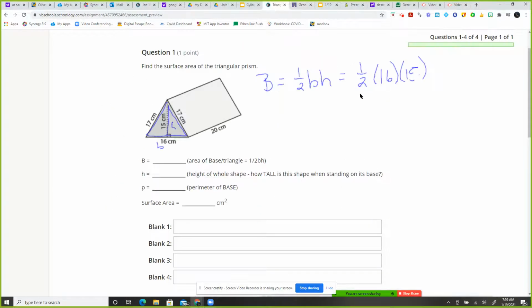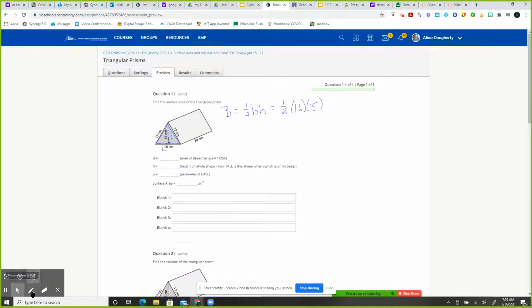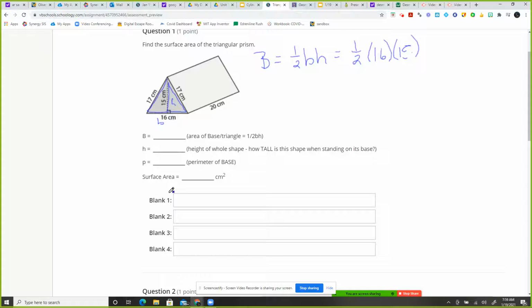Okay, so if you want to take notes on this, that'd be fantastic. What is 1/2 times 16 times 15? Anybody do that calculation for me? 120. 120, absolutely. All right, 120. And since that's area, that's centimeters squared, right?